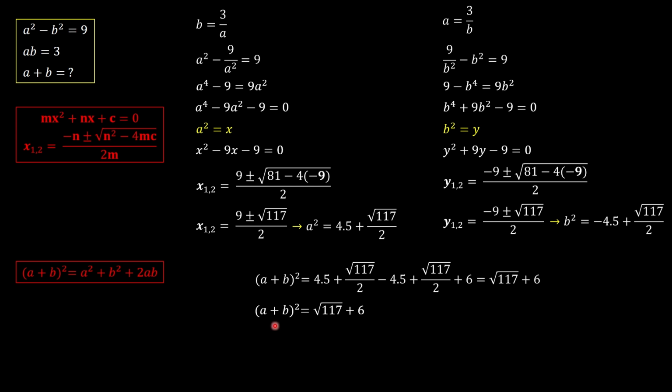Then to find a plus b, we are going to take the square root of both sides. Then we'll get a plus b equals plus minus the square root, and inside the square root we have the square root of 117 plus 6. Also, we can write that 117 is 9 multiplied by 13. Then we can write, instead of the square root of 117, 3 multiplied by the square root of 13. So this is our final solution for this problem.